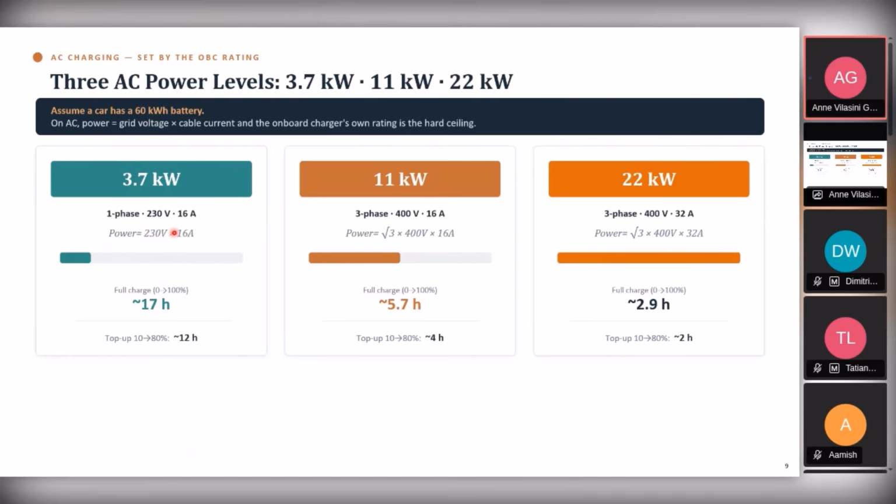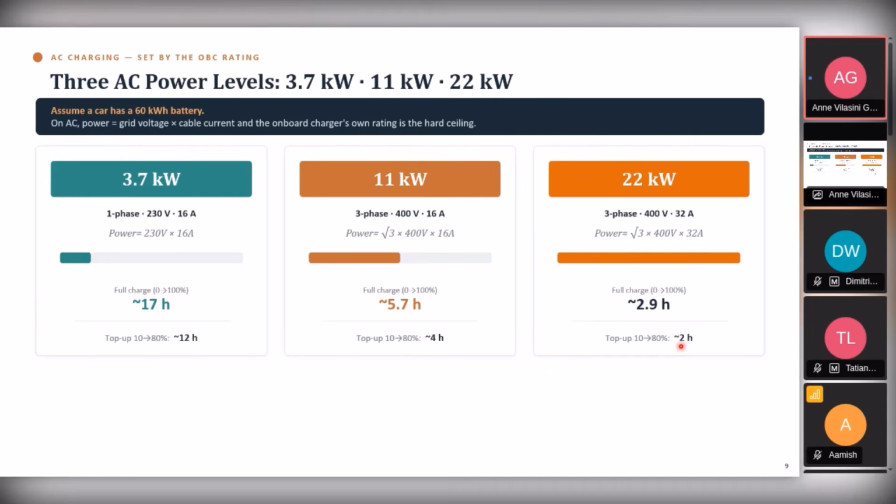So from the AC grid, you get 230 volt and it draws 16 amps per phase. So it's taking more than 17 hours to fully charge your car. But when you go to an 11 kilowatt onboard charger, which has 3-phase and draws 16 amps per phase, you can charge your car in under 6 hours. The same is true with the 22 kilowatt charger: you're increasing the power and the charge time is less than 3 hours. So how do you get more power?